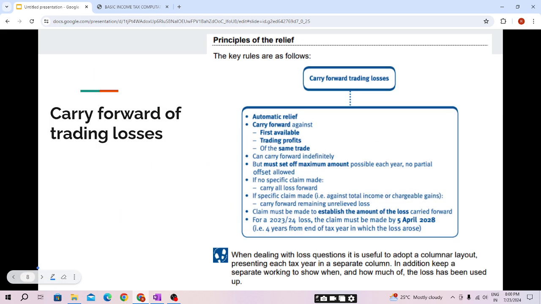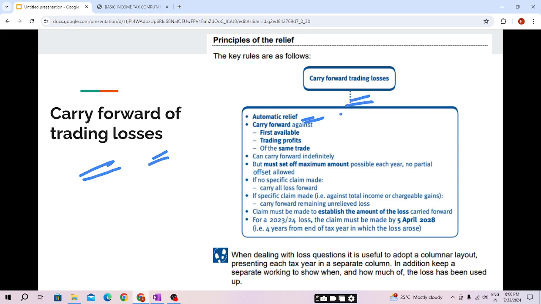Now students, we will be covering the rules in detail. Carry forward of trading losses. The losses which have been carried forward, how will they be set off? Principles of the relief. The key rules are as follows. Carry forward of trading losses is an automatic relief. If option number 1 is not chosen, it will be automatically applied.